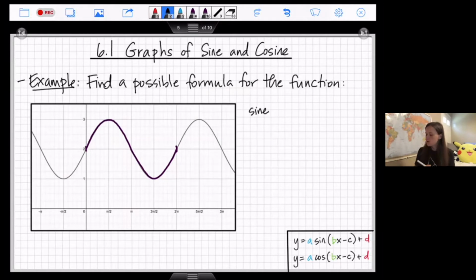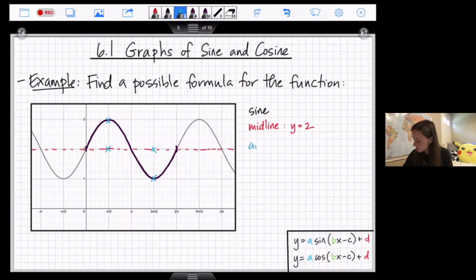All right, let's do the easy part first. Let's find the midline. The midline of this graph, the horizontal middle. Let's see, I'm going to draw this with my red pen. That looks like it's at y equals 2. So my midline is at 2. My amplitude, that's the distance from a peak to the midline or from the midline to a trough. That's 1 tick mark. So my amplitude is equal to 1.